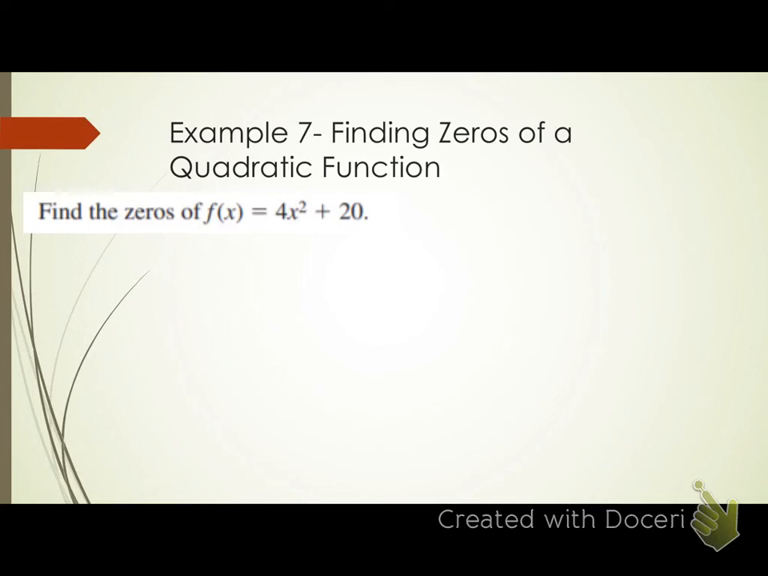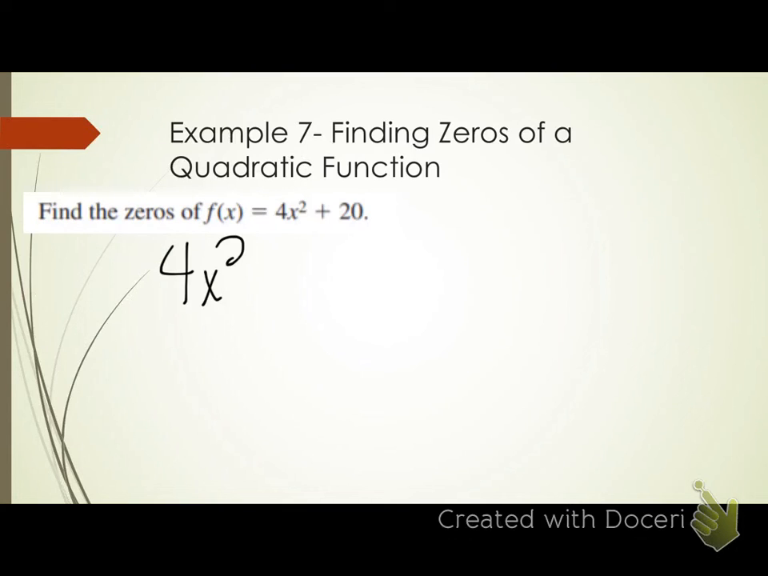Find the zeros of f of x equals 4x squared plus 20. How do I find the zeros of a function? Put the y equal to 0. Not the 4, the 20. Which is what in this case? f of x. Very good. If it wants me to find the zeros of a function, it wants me to take my function and set it equal to 0 and then solve for x.